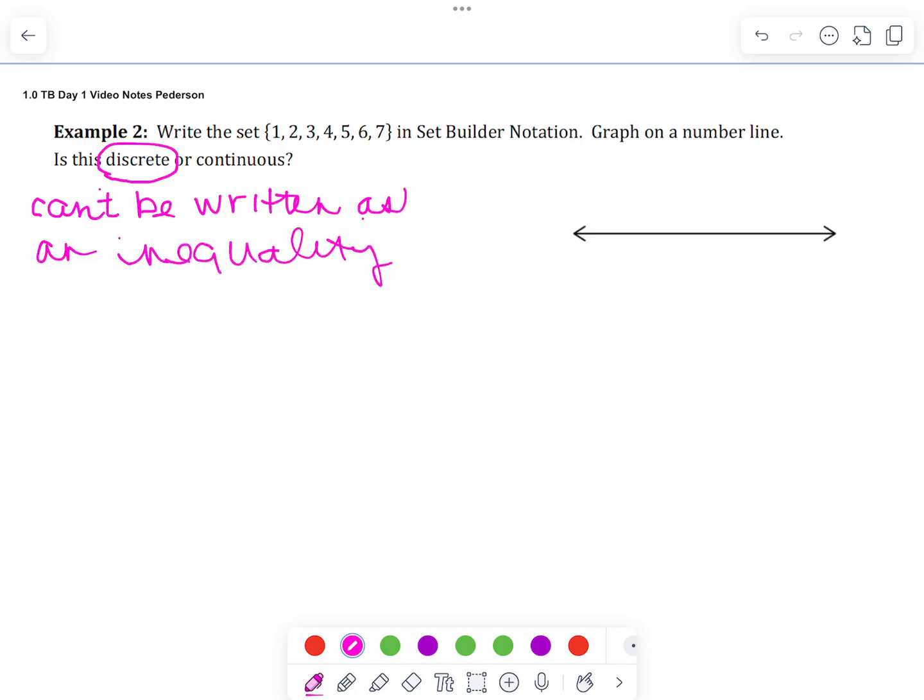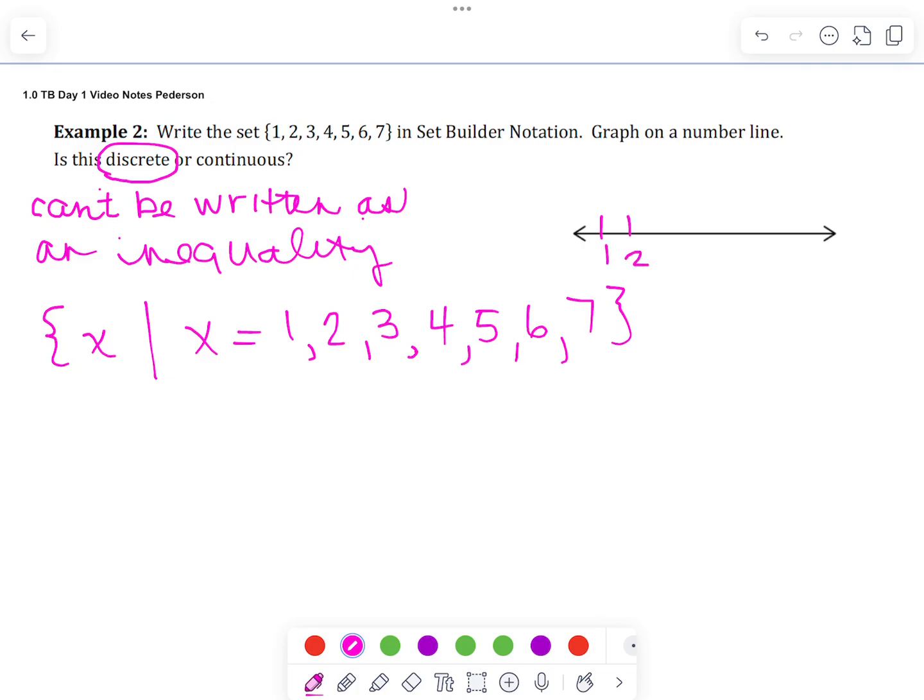So how we write this in set builder notation is x with a large vertical bar, and then x equals, and then we just list the numbers 1, 2, 3, 4, 5, 6, 7. And then how we graph it on a number line is 1, 2, 3, 4, 5, 6, 7. And then we just put our little dots. And I like to just write it above it.